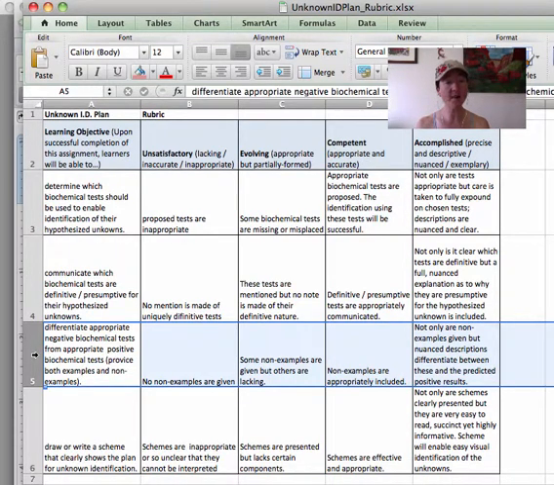The next category: upon successful completion of this assignment, learners will be able to differentiate appropriate negative biochemical tests from appropriate positive biochemical tests. That is, provide both examples and non-examples. Now, let me tell you what I mean by this. They would need to say, if they were doing a gram-positive coccus that is catalase negative, an appropriate non-example would be the bile esculin slant if they have an alpha hemolytic organism. They would say that the bile esculin slant could be done, but that it would come up negative because they're predicting that they have a strep.